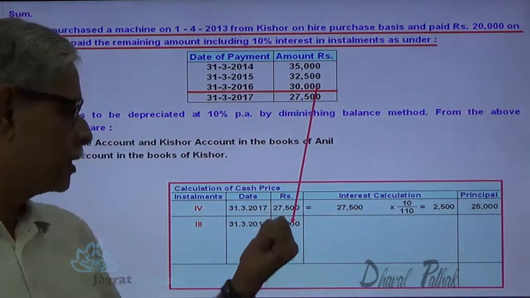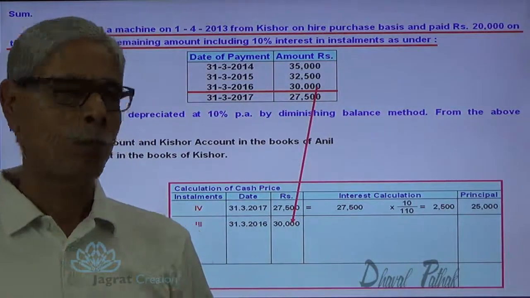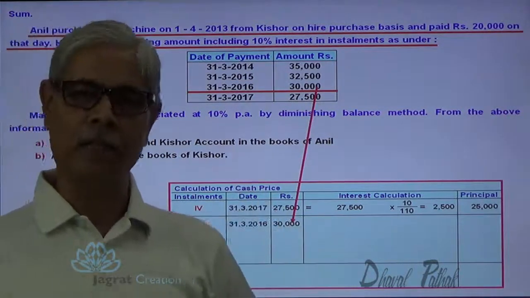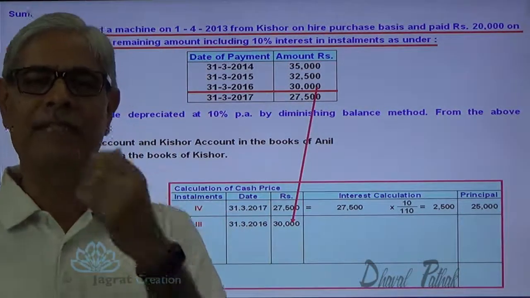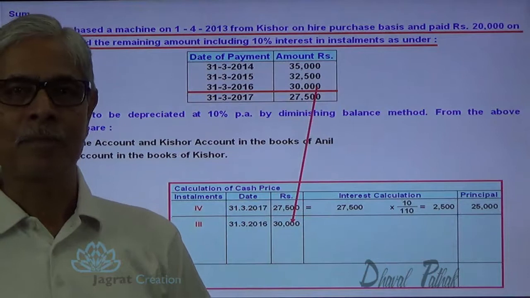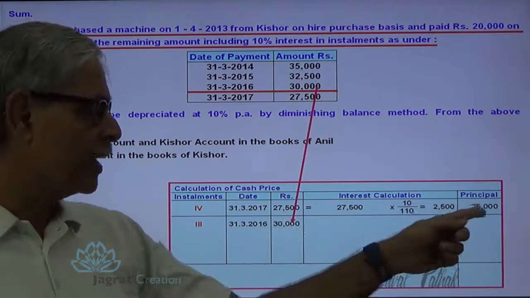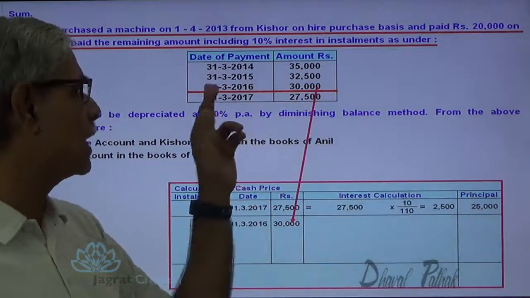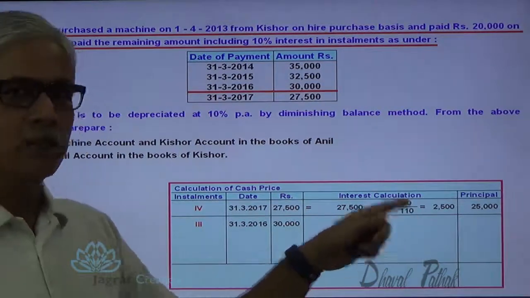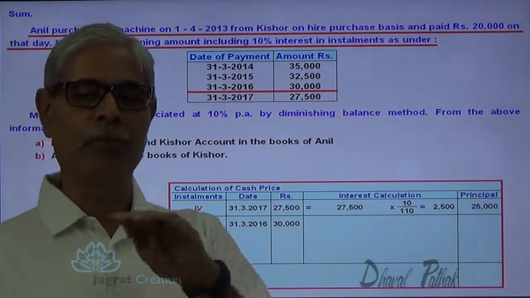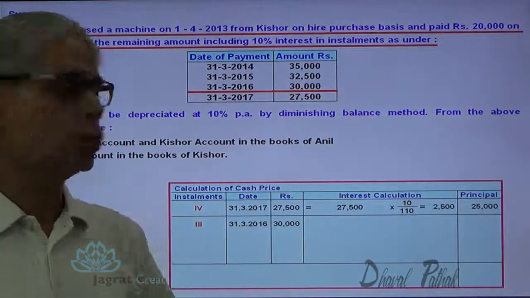Now, this 30,000 is the installment amount with interest. Here 10% interest is already included, but 10% interest is included on what principal sum? So this 30,000 is the amount with interest. This 25,000 is the principal that was outstanding on 31/3/2016. So if you want to apply this 10 upon 110 logic, if 110 is the total installment, then 10 is the interest. How much is the total amount?